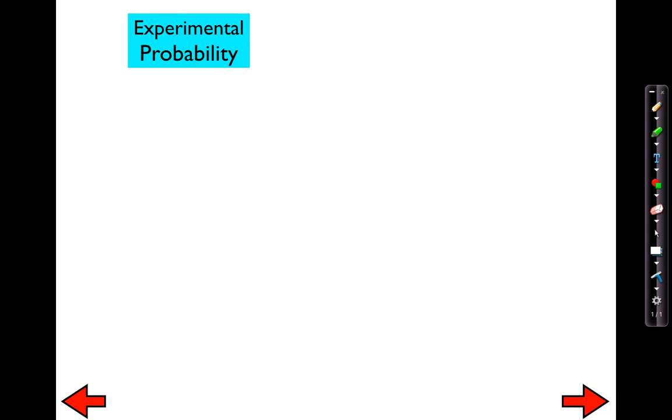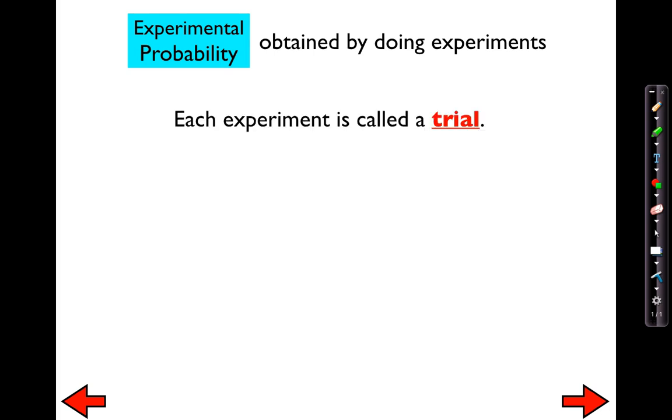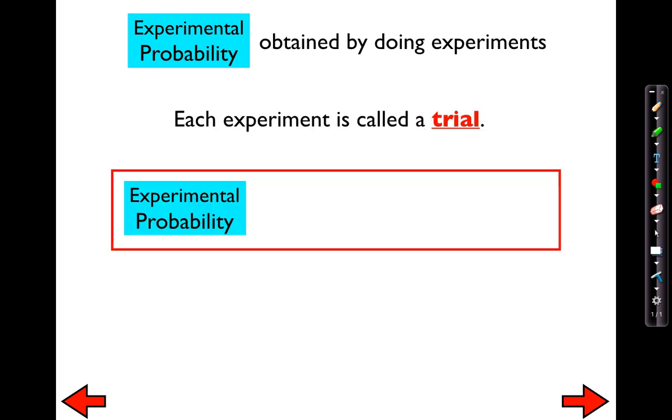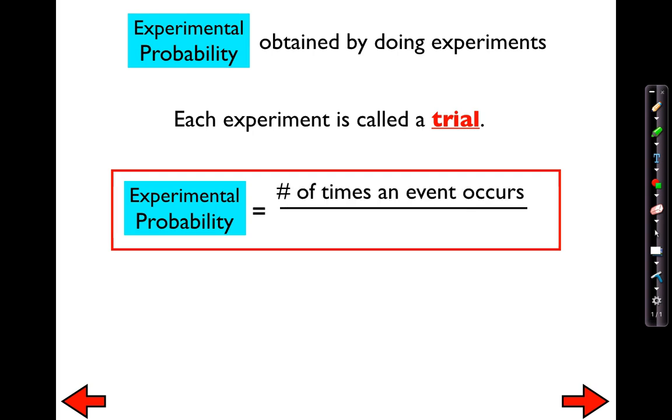Okay, but first let's understand what we're doing. This is called experimental probability. It's basically obtained by doing experiments, and each experiment is called a trial. So experimental probability is slightly different. We are looking at the number of times the event occurs based on the total number of trials.